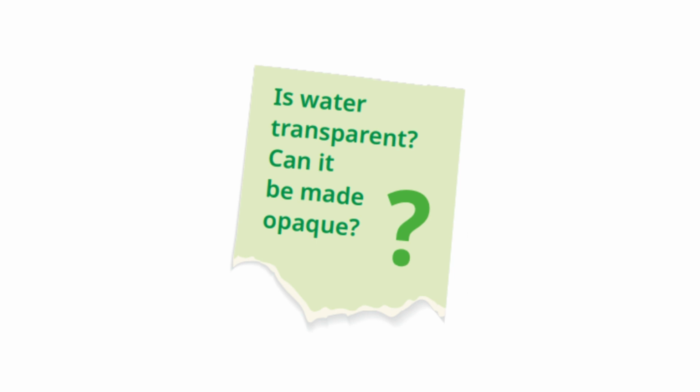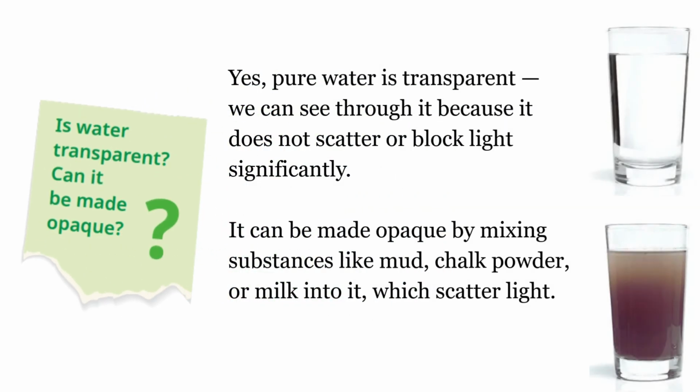Is water transparent? Can it be made opaque? So yes, pure water is transparent. We can see through it because it does not scatter or block light significantly. It can be made opaque by mixing substances like mud, chalk powder or milk into it, which scatter light.